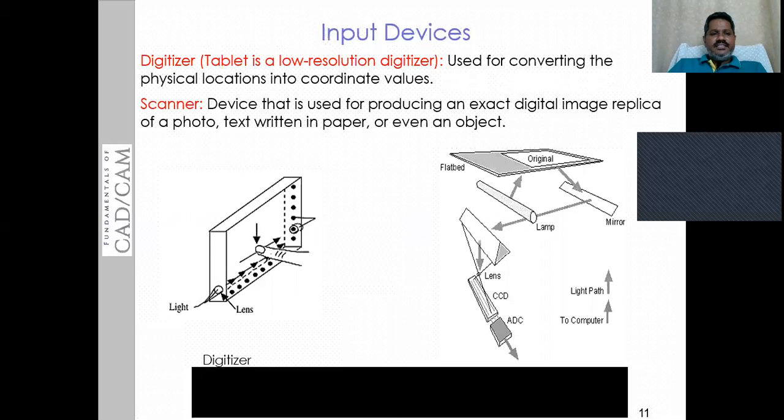Then the digitizer and the scanner are also two input devices used in the CAD system. Digitizer is also known as a tablet, a low resolution digitizer used for converting physical locations into coordinate values. Scanner is also a device. You can see a digitizer figure here.